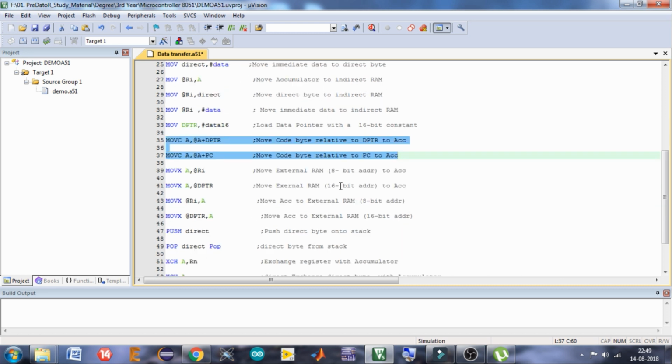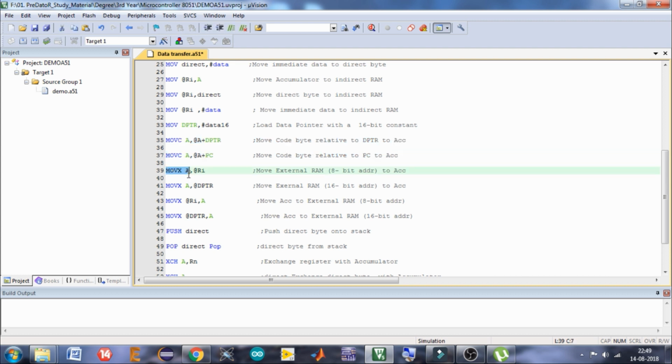Now these next two instructions, that is MOVC A, @A+DPTR and MOVC A, @A+PC. These both instructions are used when the code byte relative to the DPTR or PC needs to be moved into the accumulator. Now what is a code byte? The code byte is something which accesses the code bytes from the lookup table. These lookup tables may contain the square roots or any other information like the ASCII or any other data which is more often used. So in this case, these two instructions can be used.